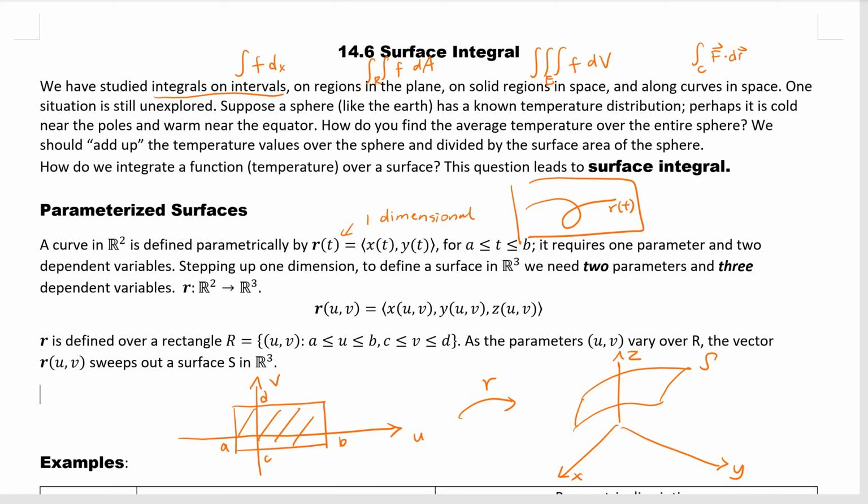So r is defined over a rectangle in the uv plane, as the parameters u, v vary over a region R, a rectangle R. Sorry, abuse of notation: small r is the parameterization, big R is the rectangular region. So the small r, the parameterization, sweeps out a surface S in space. So this is the picture. So far, so good, everybody?